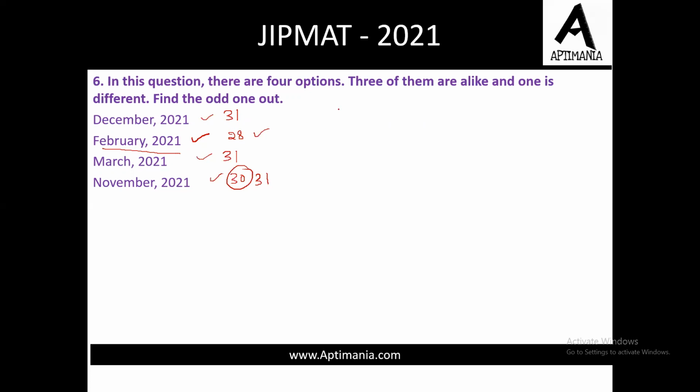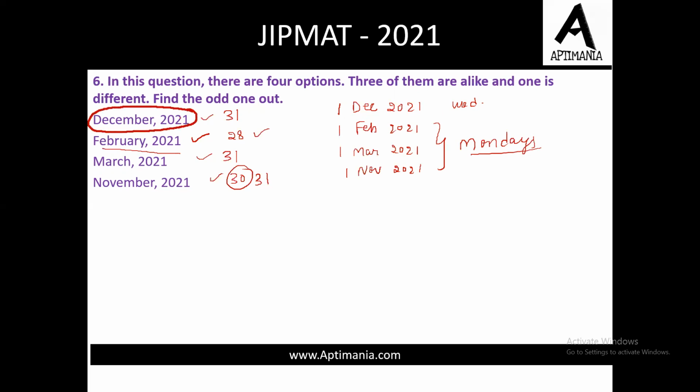Now a simple way to solve this question is you can find out what was the day on 1st of December 2021. Right? When you solve this, you will find that it was Wednesday. Now check for 1st of Feb 2021. Similarly, check for 1st of March 2021 and then for 1st of November 2021. So when you check for these days, you will find that it was Monday on all these 3 months. Feb, March, November, it was Monday. But on December, it was Wednesday. The starting day of the month was Wednesday. So this is the odd one out, December 2021.